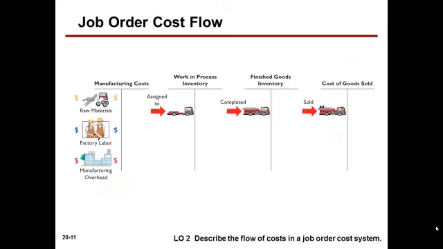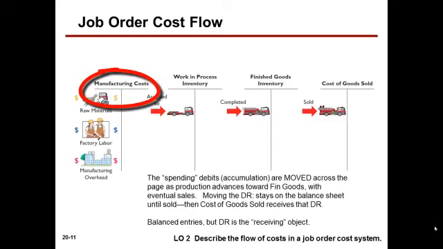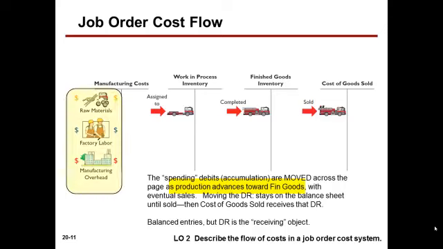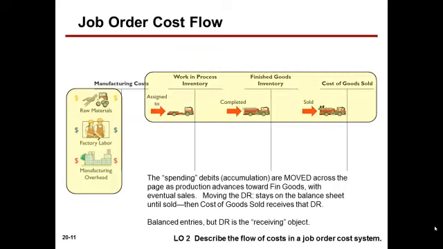Here's a graphic of the job order cost flow. First, we spend for resources. The spending debits on the left are moved across the page as production advances toward finished goods with eventual sales. So it starts with spending, accumulating costs. Then it advances to progressing those costs across the page, work in process inventory as production begins, transferring it when it's completed, and transferring out on finished goods when it's sold. There are balanced journal entries here, but the debit is the receiving object, whether accumulating costs on the left or assigning it on the right.